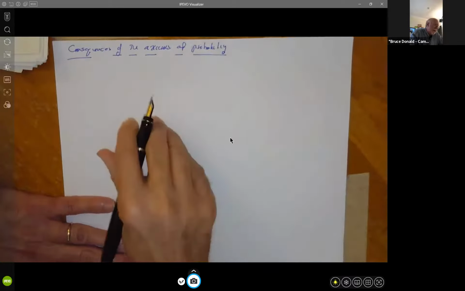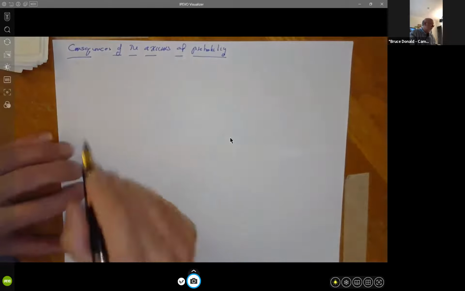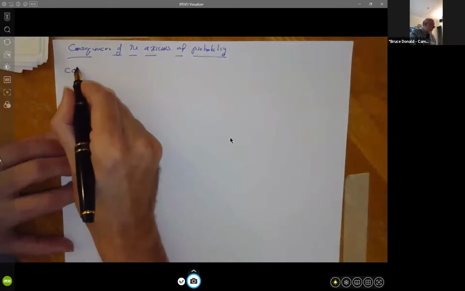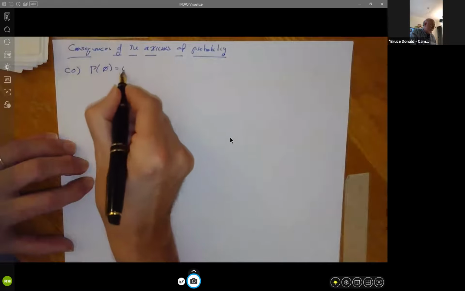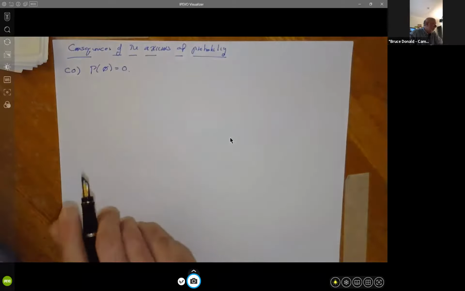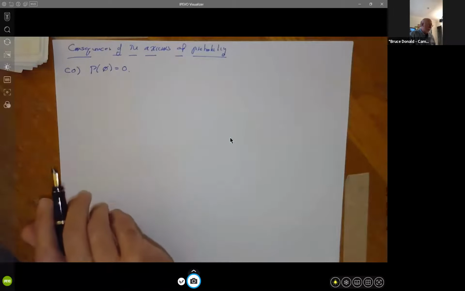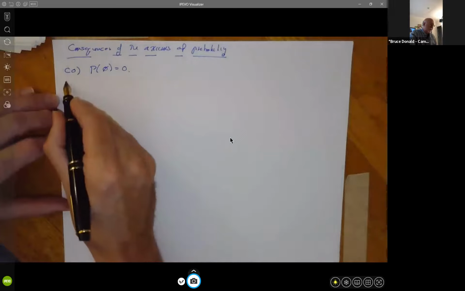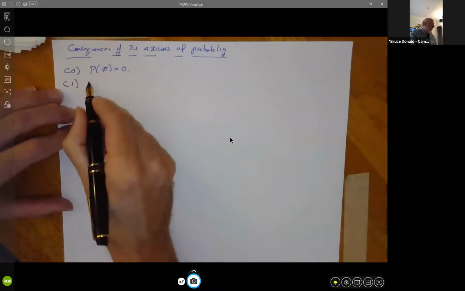And our goal here is to write down some formulas to compute with and also to understand why they're true. So let's write this one down first. C0, consequence 0, is that the probability of the empty set is equal to 0. We can derive that from the axioms. I'm going to ask you to do it, and we're happy to show you the results. Try that as an exercise. We'll come back to it.